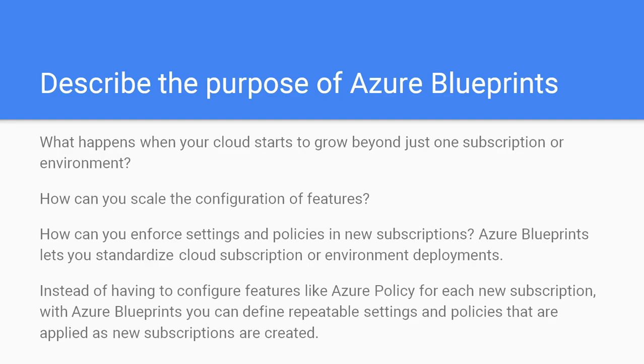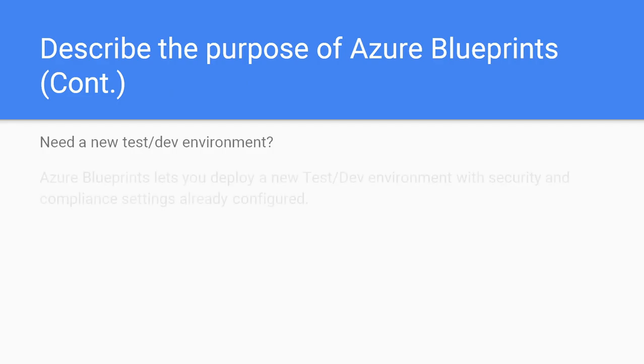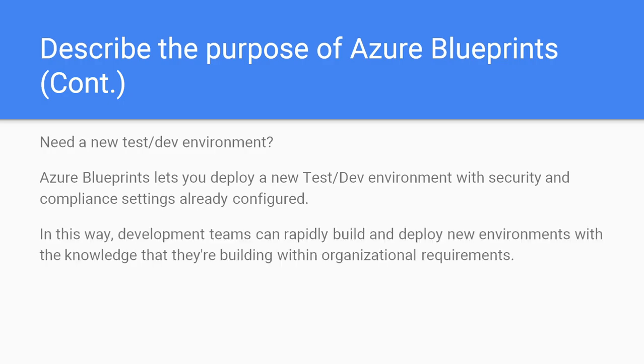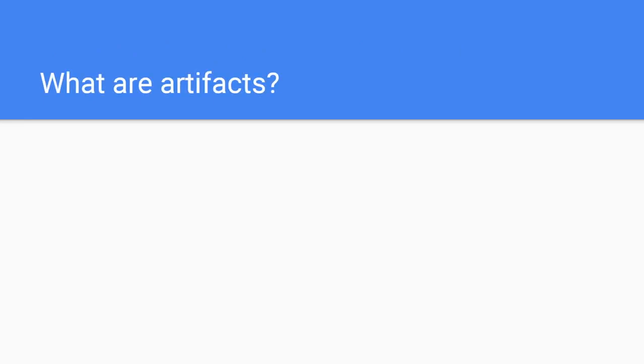So instead of having to configure features like Azure Policy for each new subscription, with Azure Blueprints, you can define repeatable settings and policies that are applied as new subscriptions are created. Need a new test dev environment? Azure Blueprints lets you deploy a new dev test environment with security and compliance settings already configured. In this way, development teams can rapidly build and deploy new environments with the knowledge that they are building within organizational requirements.